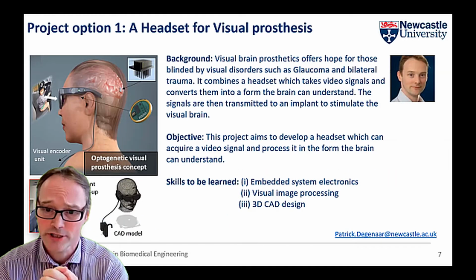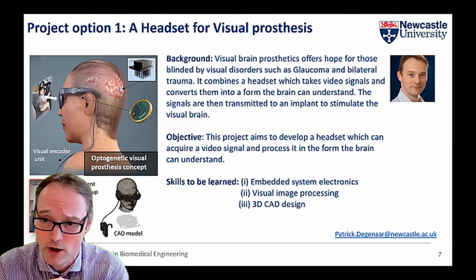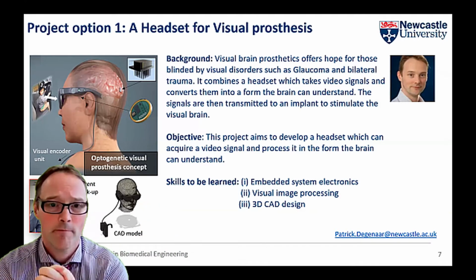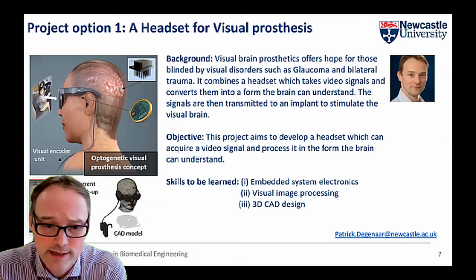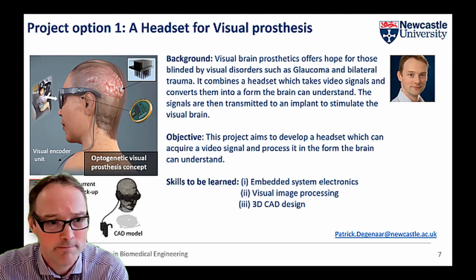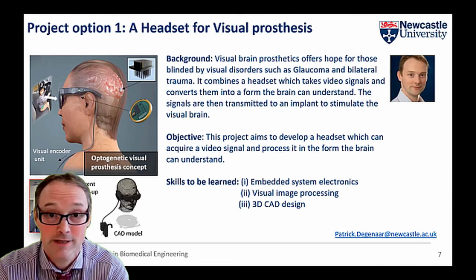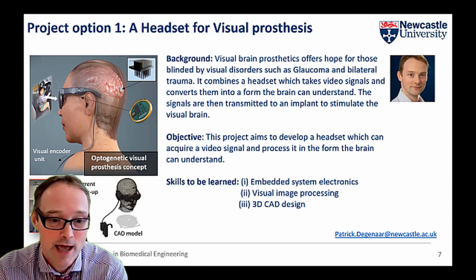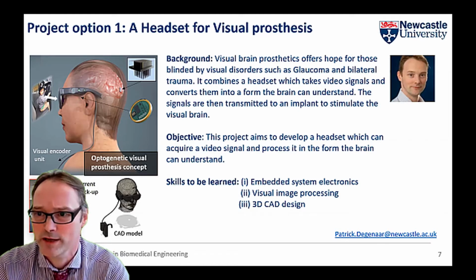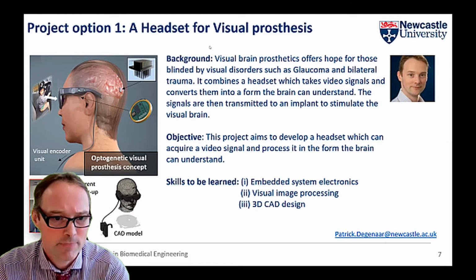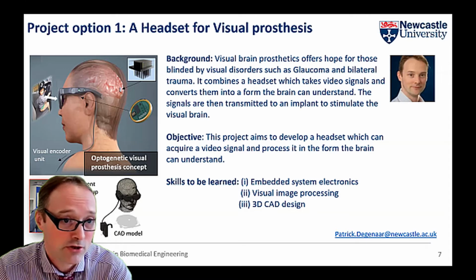Okay. So project options. The first project option. So this is me. My core interest is in visual prosthetics. I want to make blind people see again, and I want to develop electronics which we can insert into the brain, which would allow us to achieve that.